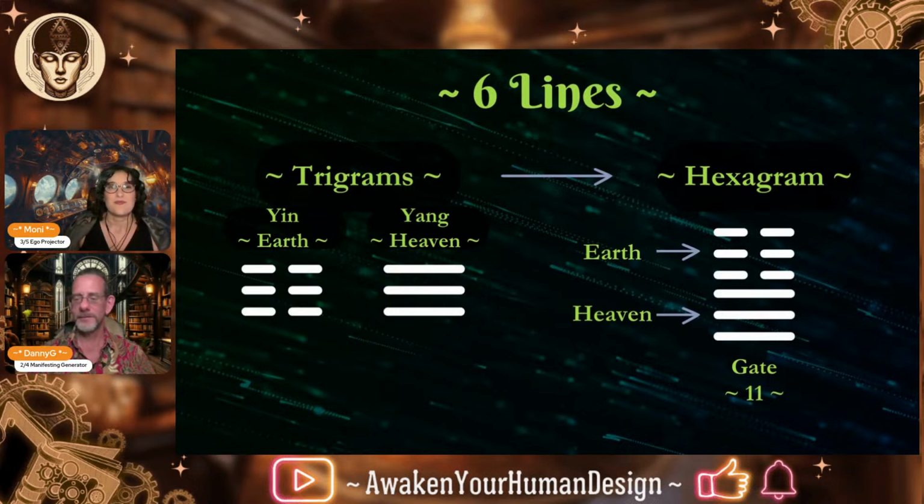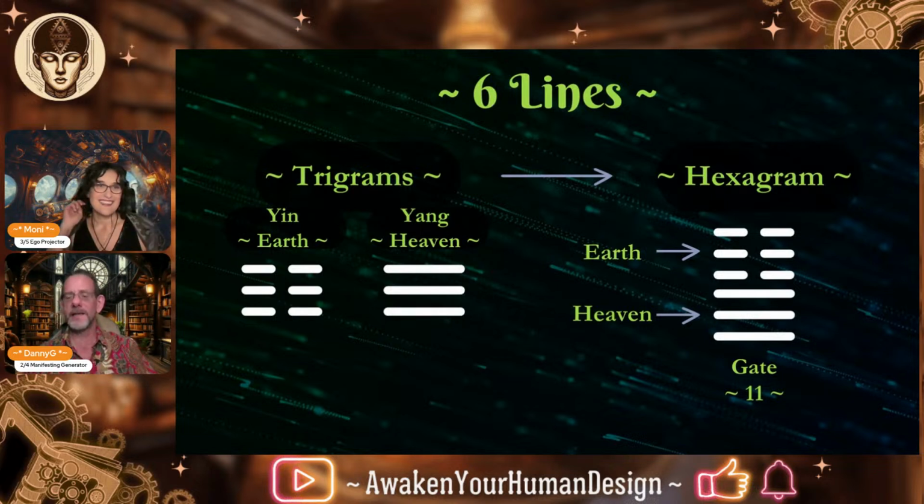Wow, that's gate 11. That's amazing. And in my mind, I am reading heaven as sun, but we want to keep it to the text that we're looking at. So I get it. Yeah, it's the spark of creativity. It is the beyond the human in that sense. But the light. It's the light.